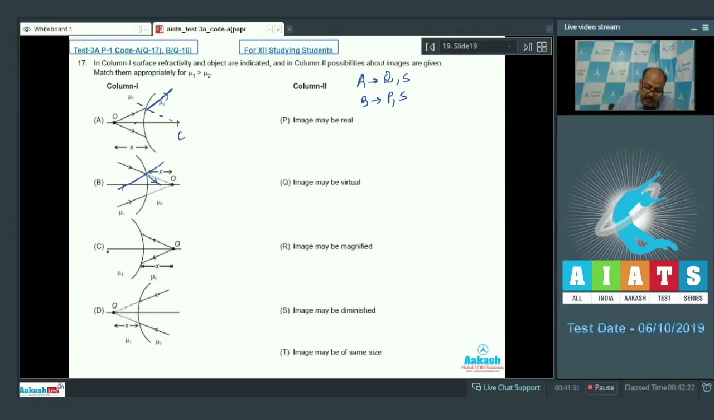In this particular case, I simply draw the normal again. Original direction is this. The rays are going from optically rarer to denser medium, so they will bend towards the normal. Now they can bend at different angles, right? They may bend just a little bit. If they bend just a little bit, then image is magnified and virtual. If they bend sufficiently, then image may be real, it may be diminished or magnified. It can also be of the same size as that of the object, which means in case C, P matches, Q matches, R matches, S matches, and T also matches.